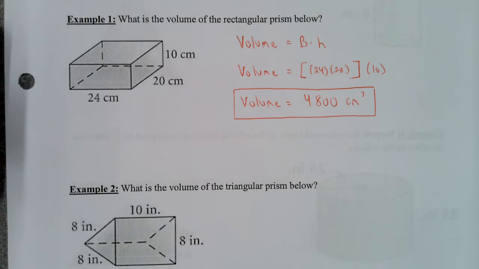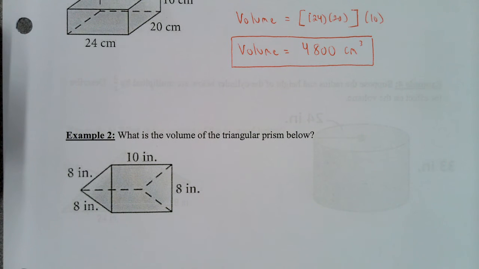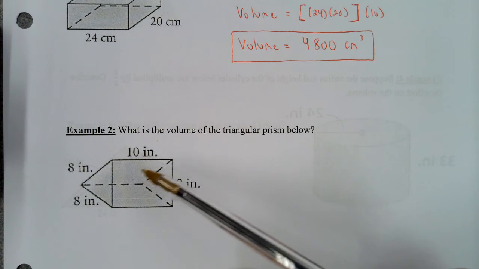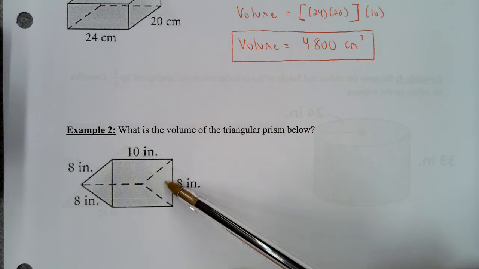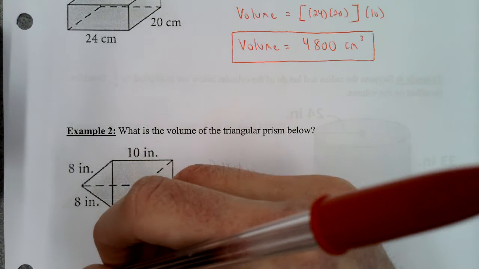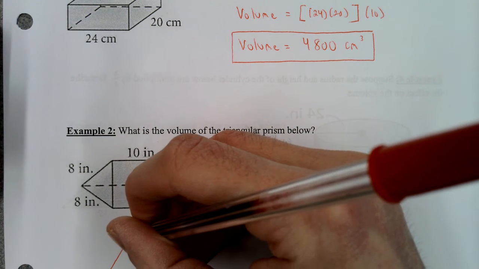Now we're going to do a hard one. Example 2, what is the volume of the triangular prism? The bases are the triangles because those are the 2 sides that are congruent. So that's the base, and you have to do the area of the triangle. Now that's a little confusing, so I'm going to draw the triangle off to the side. I'll draw it down below actually. This is the triangle.